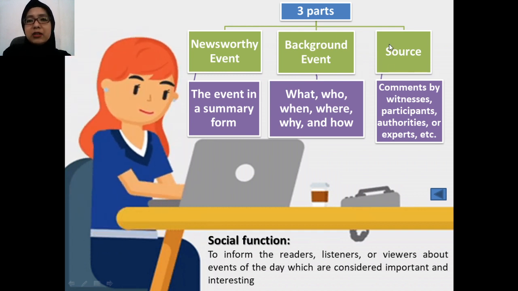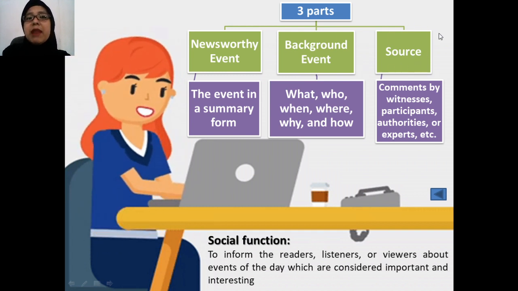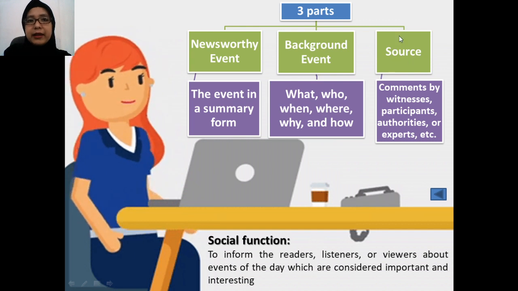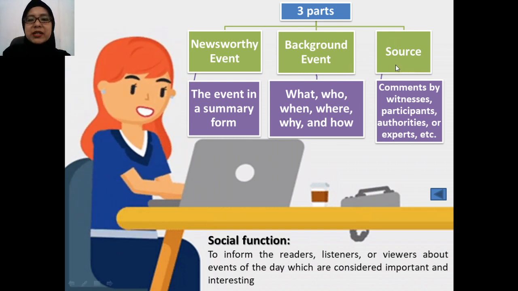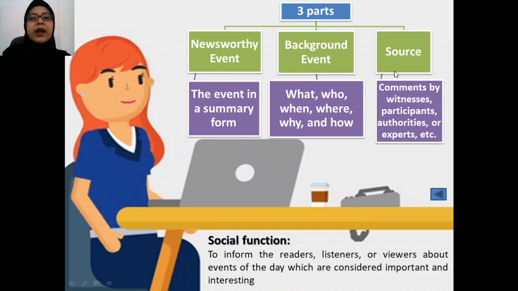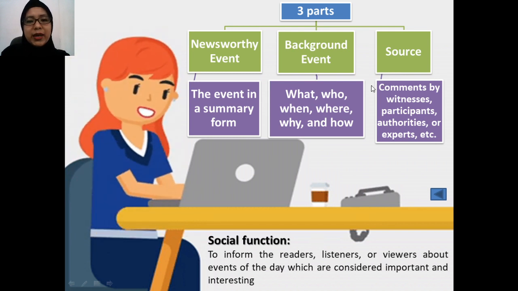Nanti kamu akan lihat source itu tidak selalu ada di belakang teks, di akhir teks. Kadang-kadang dia mencolok juga di tengah-tengah dari teks itu. Yang penting kamu paham, itu adalah bagian source-nya. So in fact, source can be put anywhere in the text. Okay, I hope you won't get so confused. We will discuss about that later on.